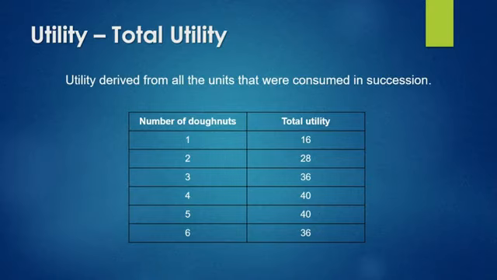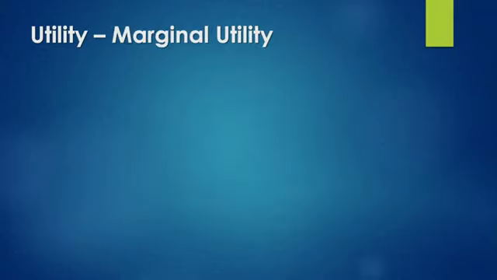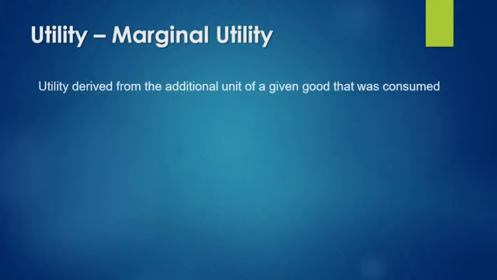We would then like to see what our total satisfaction is after consuming an additional amount of donuts. And this is where marginal utility comes in. Marginal utility is derived from the additional unit of a good that was consumed. So we are now measuring our level of satisfaction after consuming more goods.